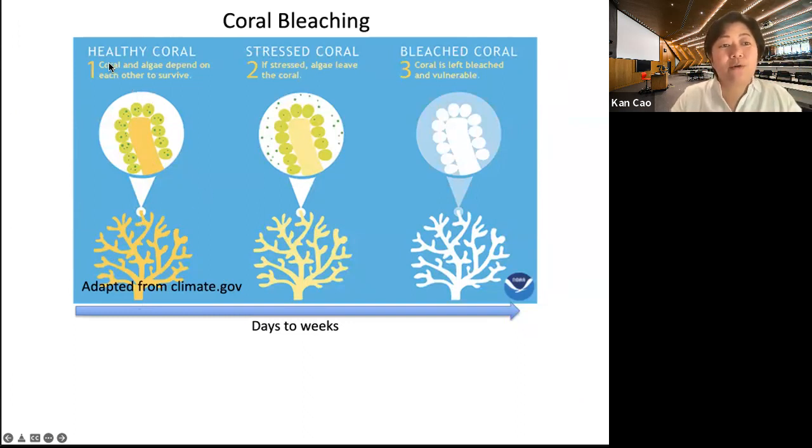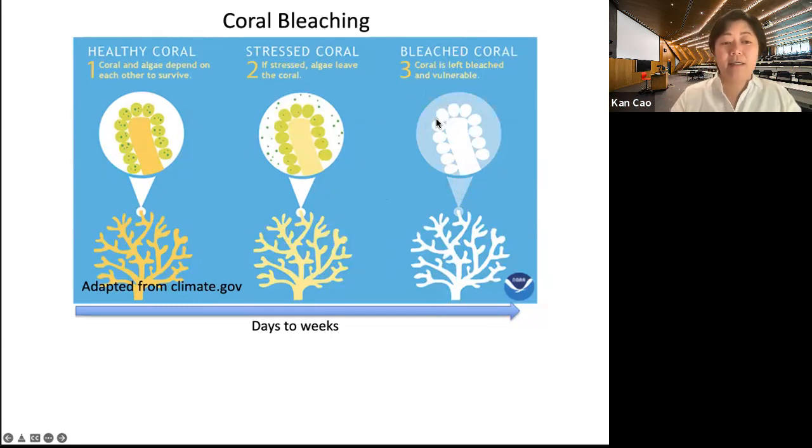The algae and the coral depend on each other and they form a symbiotic relationship. Their survival is dependent on each other. But if the coral is stressed, for example by temperature change, harsh chemicals or pollution, the algae will leave the coral, or the coral will push the algae out, and the coral will be left without the algae color. So it is what you call coral bleaching, and the bleached coral is very vulnerable and usually dies very fast.